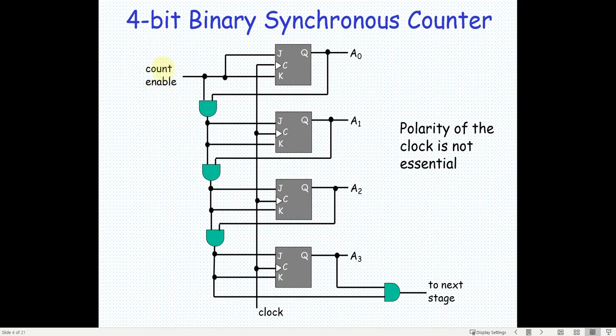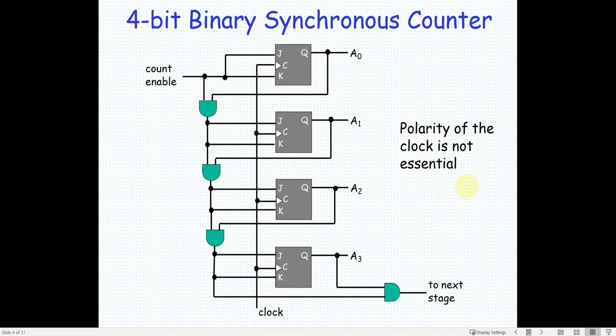So whenever the count enable becomes low, whatever the state was, that count will be held till the count enable goes high. When it goes high, then as per the clock it will start counting again from wherever it had stopped.